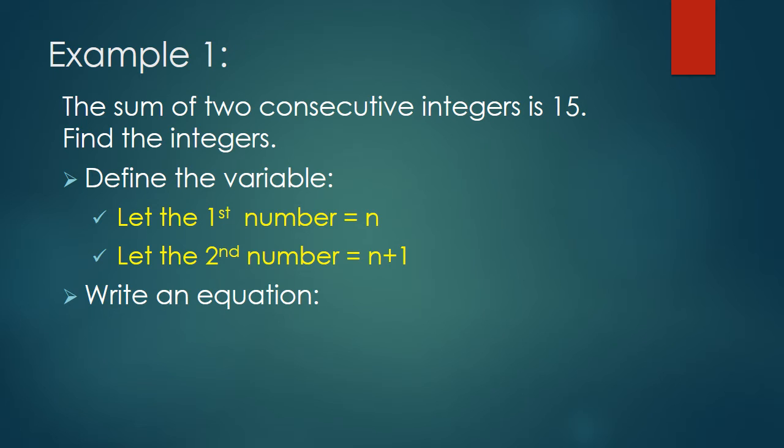Now, after defining our variables, the next step is to write our equation, which helps us translate the word problem into a mathematical expression. Since we're talking about the sum, that means we need to add. We need to add these two numbers because the sum of these two numbers is 15. So adding these two numbers together will get me to this equation: n plus n plus 1 equals 15. Now I'll be able to use this equation to find my numbers.